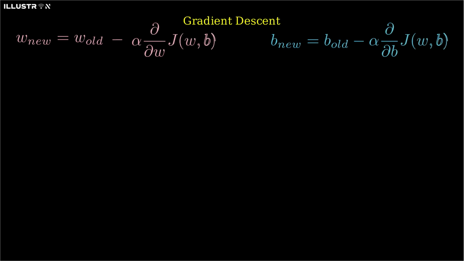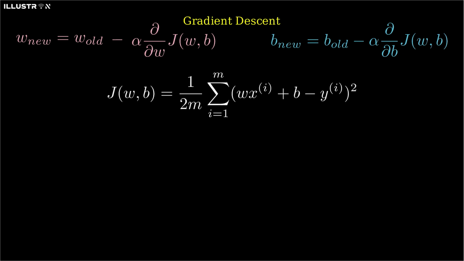Now, let's delve deeper into the update rules for weights in gradient descent. First, let's recall the cost function we're working with. This function measures the average squared error between the predicted values, w x_i plus b, and the actual values, y_i, for all m data points.